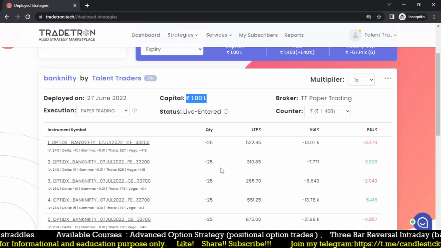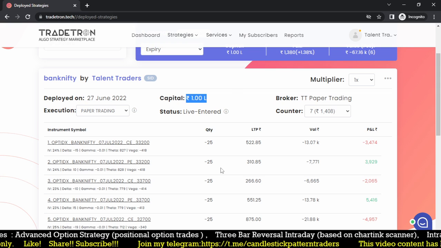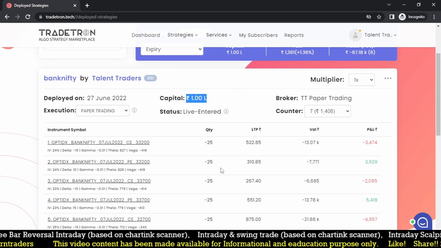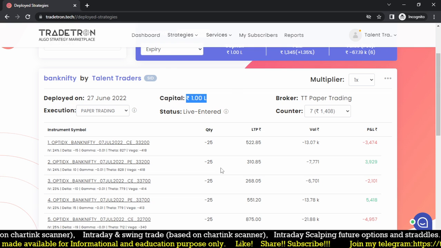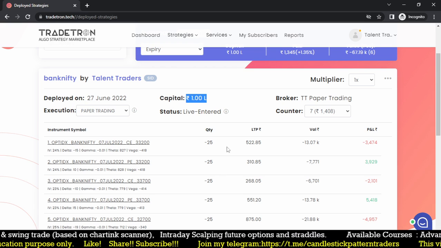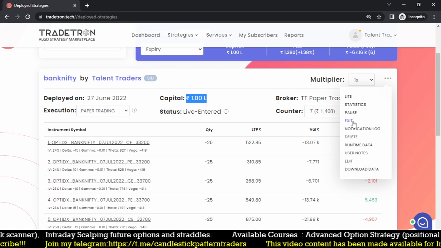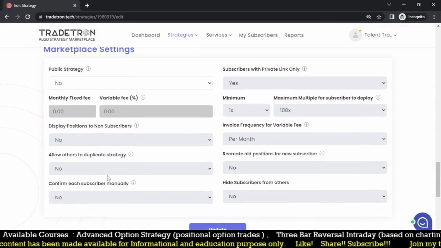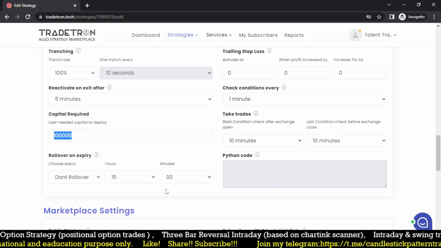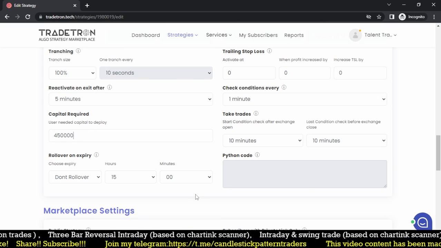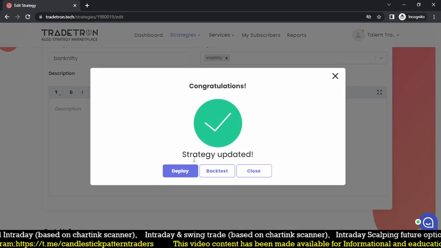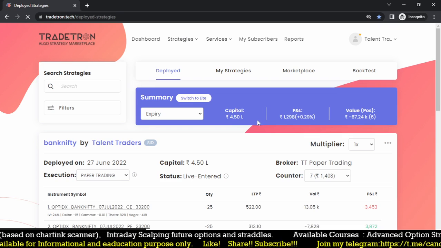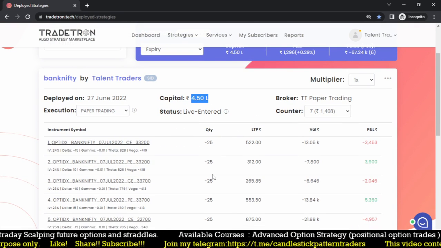It requires full margin on your broker. Whatever margin your broker requires or charges, that margin is required, or else it will be rejected. Here it is a paper trade, so the 1 lakh margin is not a big deal. We can change it at any point of time. The margin required for the strategy that we have created will update. I think 4.5 lakhs is required for the margin. If I update it, it will change in that column. Can you see that the margin required is 4.5 lakhs.